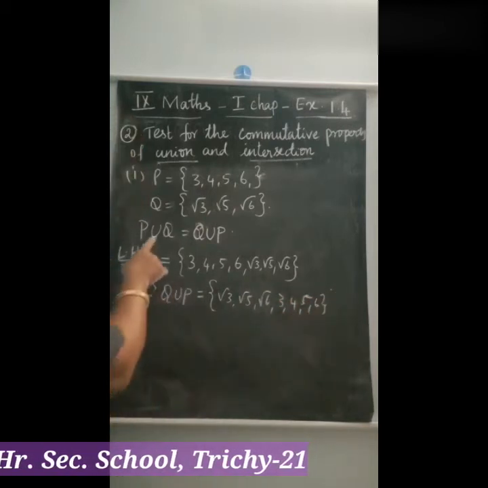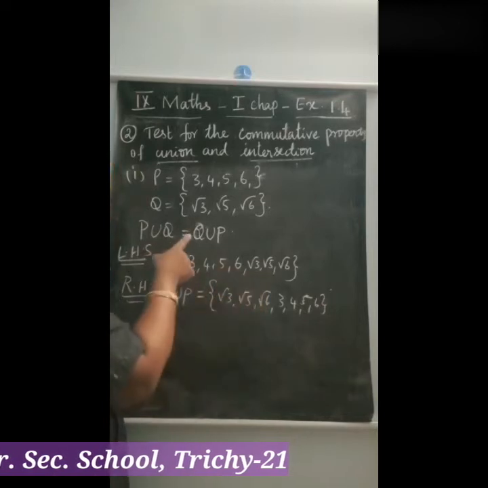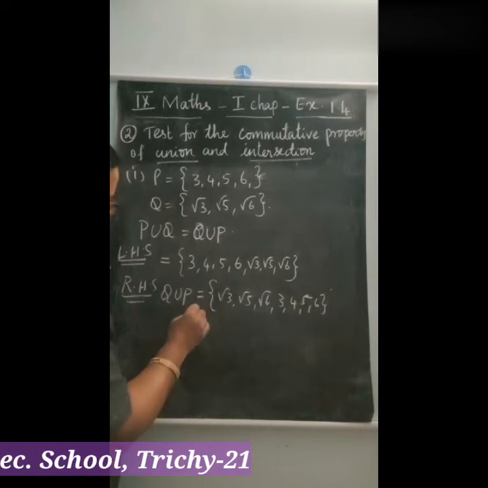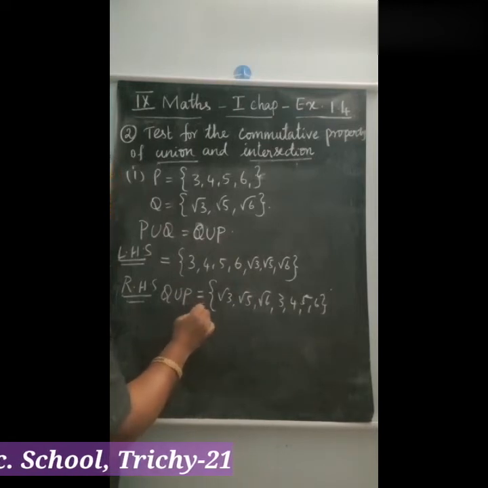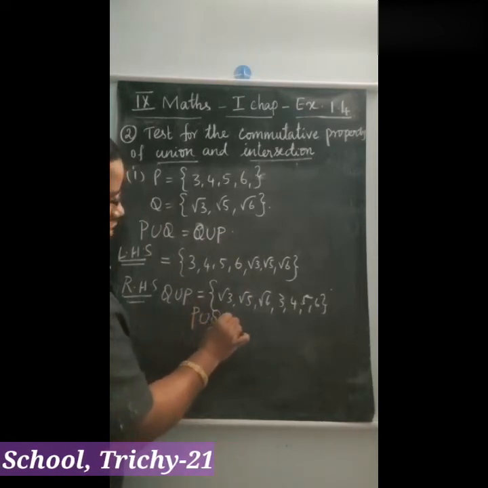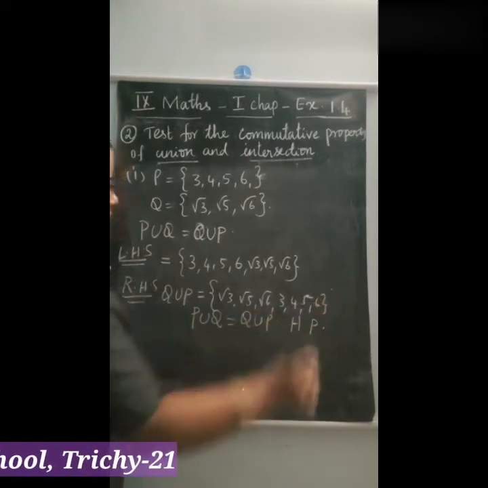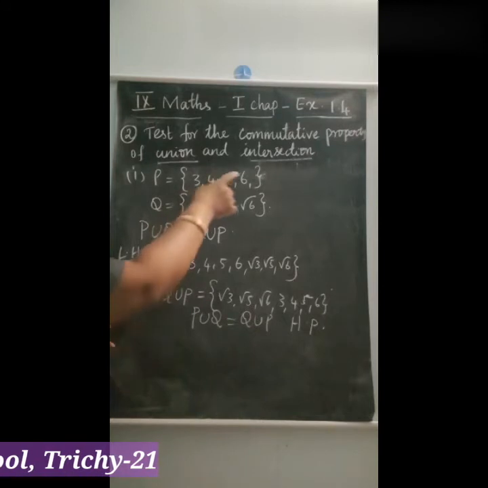So P union Q has the same elements and Q union P also has the same elements. So what is the commutative property of union? P union Q is equal to Q union P. Hence proved.